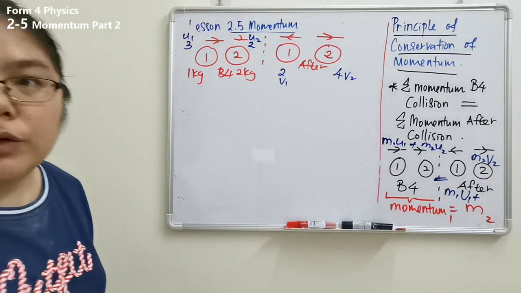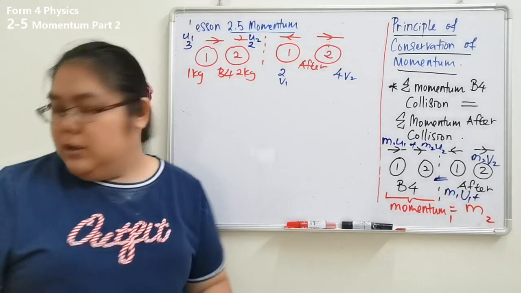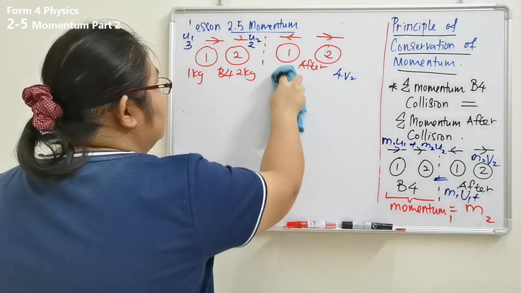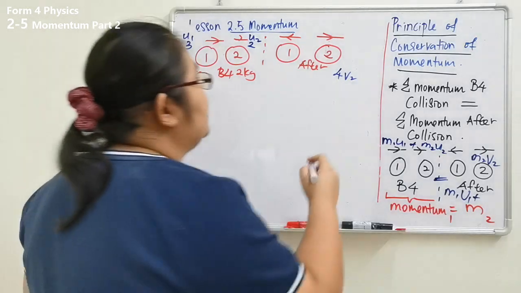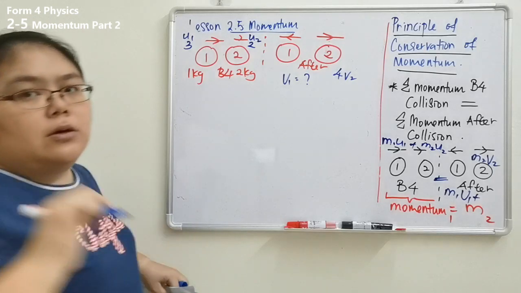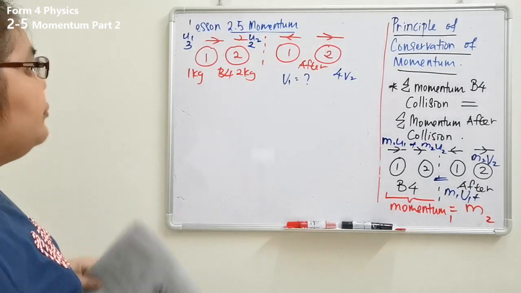Sorry, if I give all, no need to do calculation. So I need to empty one of the readings. Example, I empty this one. V1 we do not know. So from here you need to find out what's the V1. So from here we need to put the calculation here.